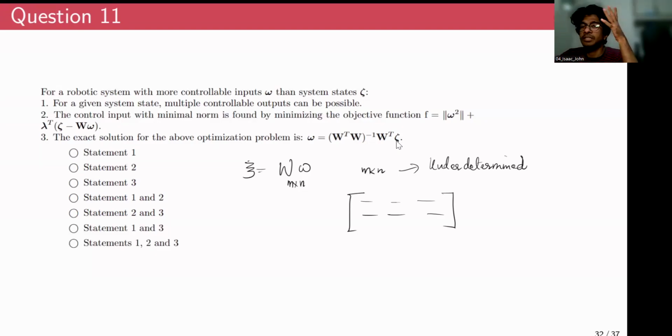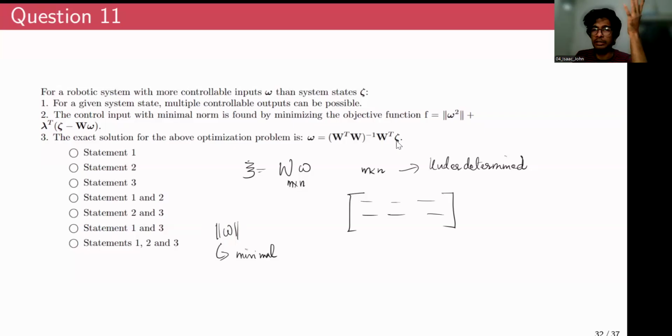And from this infinite number of feasible solutions, you select the solution that has the minimal norm, that is, the norm of the omega vector is minimal, but subject to these constraints. You have to find an omega with a minimal norm, but you also have to make sure that zeta minus W omega is zero. It cannot be any omega vector.